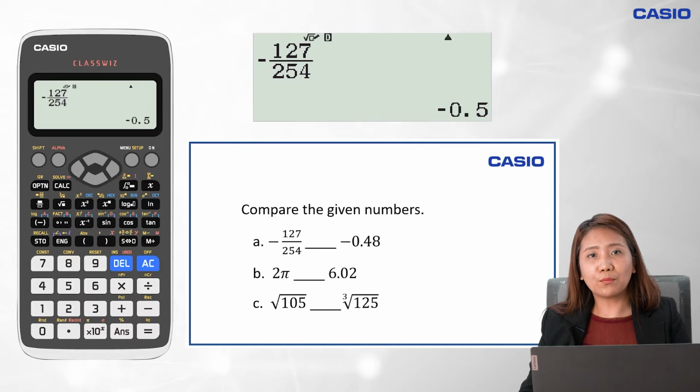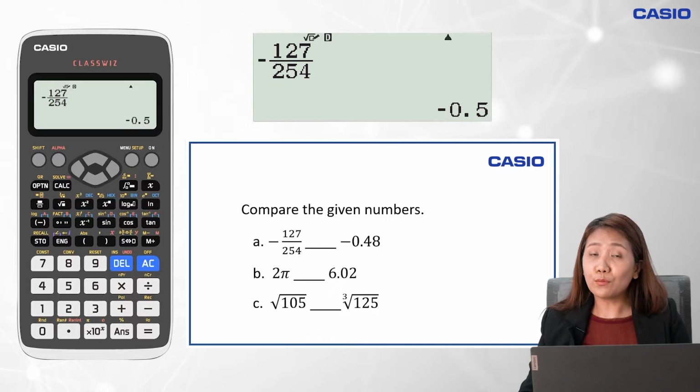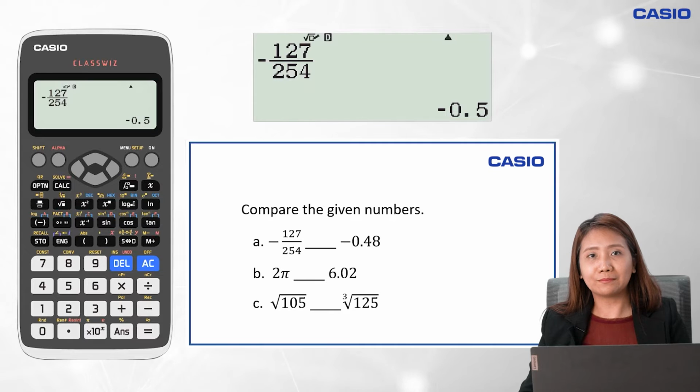Comparing it with negative 0.48, we have negative 0.5 is less than negative 0.48. Then negative 127 over 254 is less than negative 0.48. Let's go to the second item.